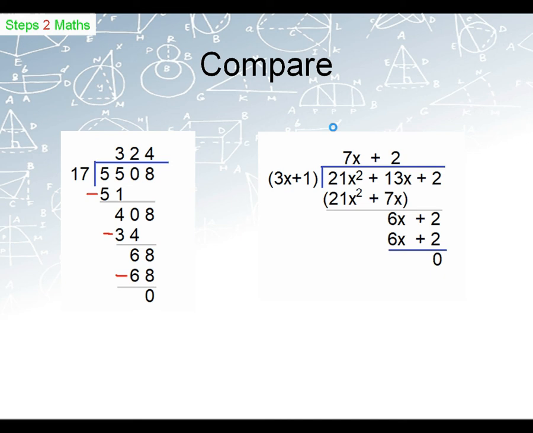The only difference is, on the left hand side, we'd be asking how many times does 17 go into 55. On the right hand side, we only ask how many times does the 3x go in, and not the 3x plus 1 to begin with. Okay, so look at those two processes and you should be able to figure out how the long division works. So you divide in, you multiply out and subtract to find your remainder, and repeat the process. Divide in, multiply out and subtract to find your remainder, and you keep going, and that's how it works.